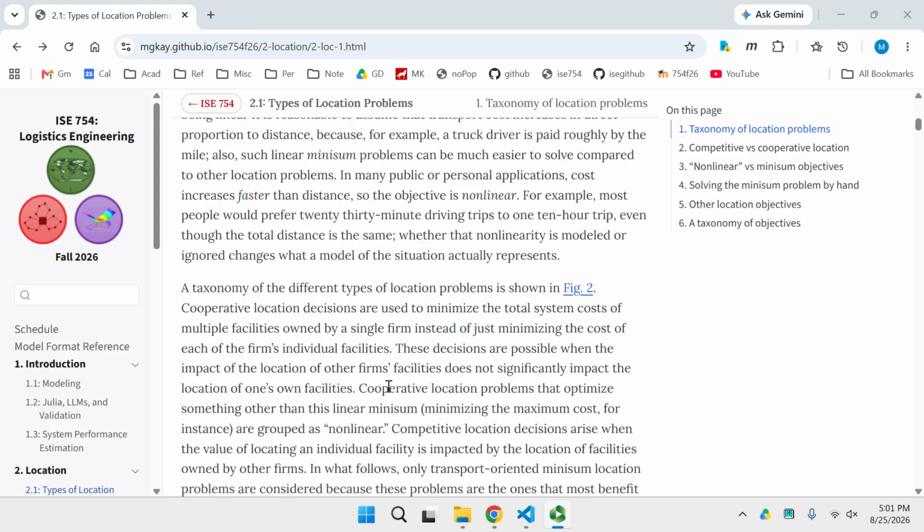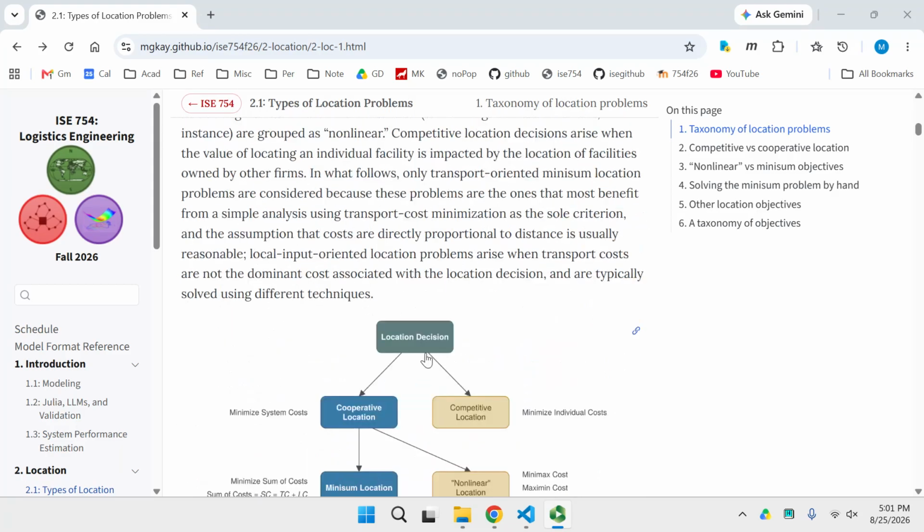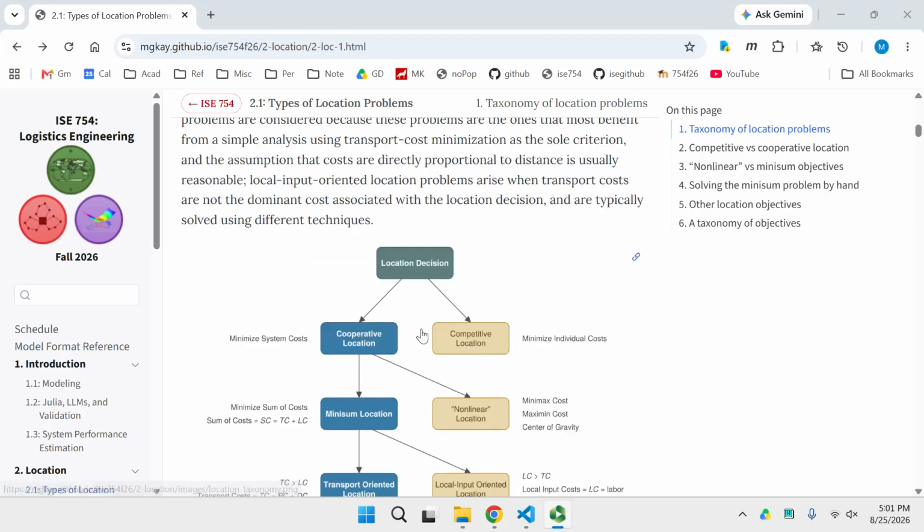Starting with a taxonomy of different types of location problems, the first major division would be between cooperative location problems and competitive location problems. And there's an example in a minute that describes the difference between these two. We're not going to be covering competitive location problems in any great detail, so you can see there's nothing really beyond just an introduction to competitive location problems.